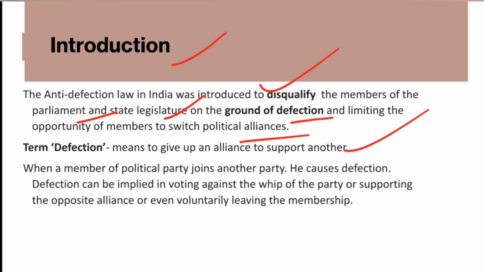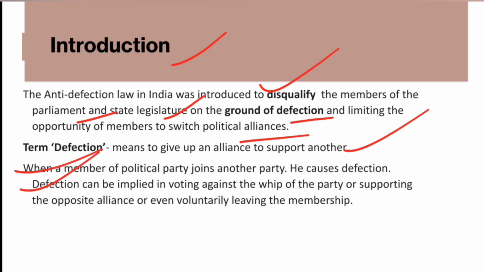Whenever a member defects, he is moving away from the party, or doesn't want to support the party to which he originally belongs. In that case, if he is removed from the party, he is also disqualified from the membership of the house, the legislative assembly of the states or parliament. So when a member of a political party joins another party, it's called defection.